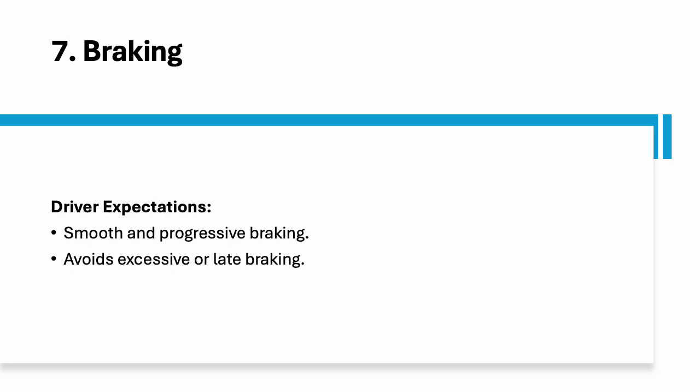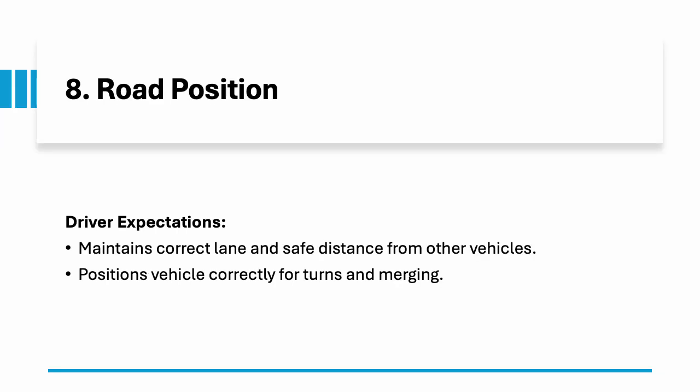Braking. Driver expectations: smooth and progressive braking. Avoids excessive or late braking. Road position. Driver expectations: maintains correct lane and safe distance from other vehicles. Positions vehicle correctly for turns and merging.